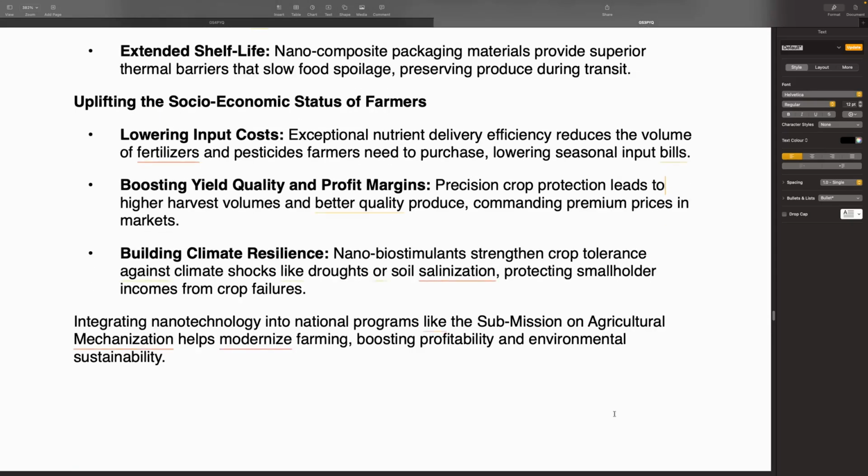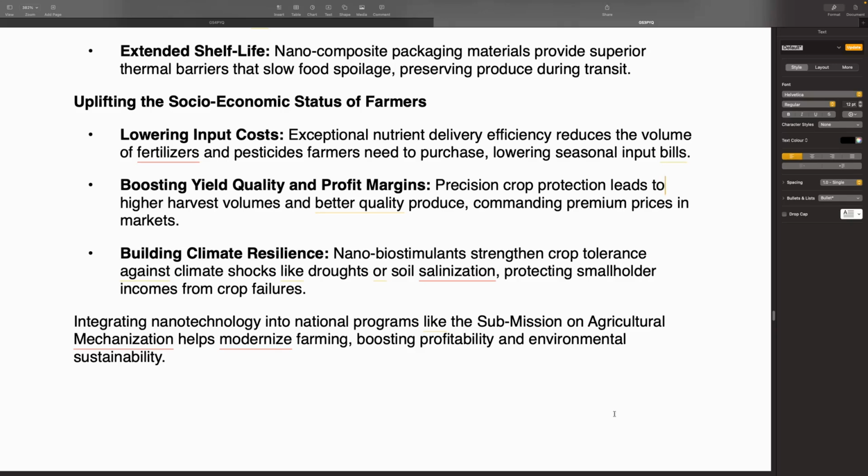Uplifting the socio-economic status of farmers. Lowering input cost: exceptional nutrient delivery efficiency reduces the volume of fertilizers and pesticides farmers need to purchase, lowering seasonal input bills, boosting yield, quality, and profit margins. Precision crop protection leads to higher harvest volumes and better quality produce, commanding premium prices in markets.